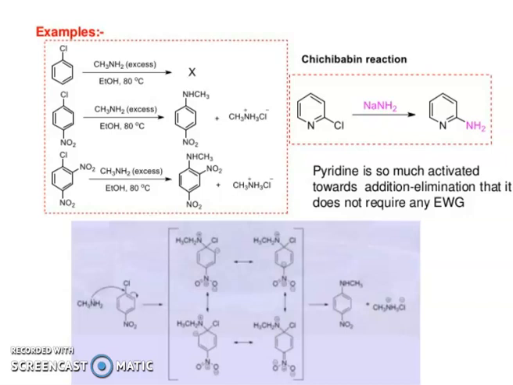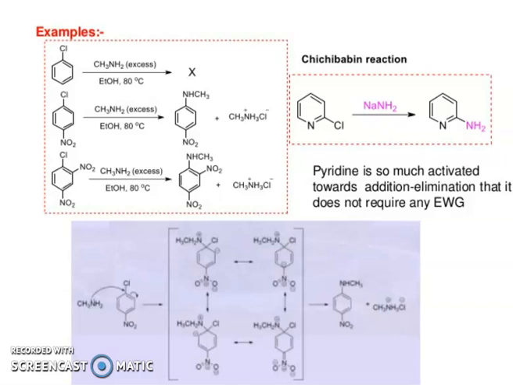And you can see the chlorobenzenes do not undergo reaction with CH3, NH2 because there are no electron withdrawing groups. But at para position and ortho and para positions, reaction occurs because NO2 groups are present. Without NO2 groups present, the reaction is not happening.